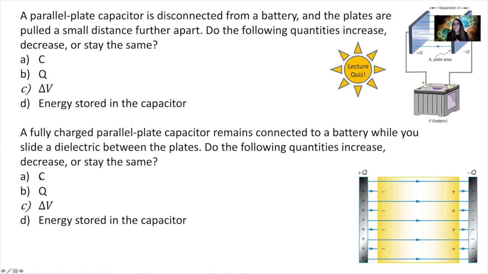But what we're going to work through together is this second example here. We have a fully charged parallel plate capacitor, and it's going to remain connected to a battery while we slide a dielectric between the plates. And then we need to figure out, do these following quantities increase, decrease, or stay the same?